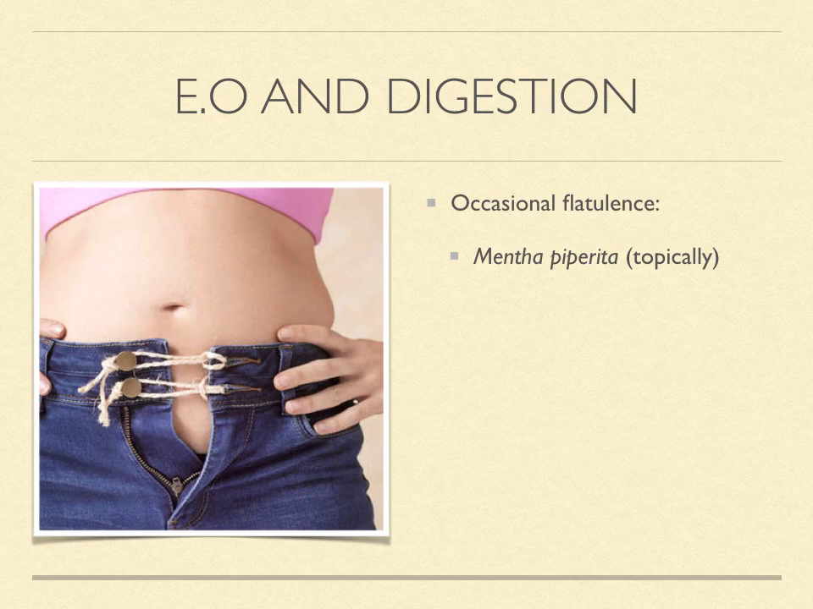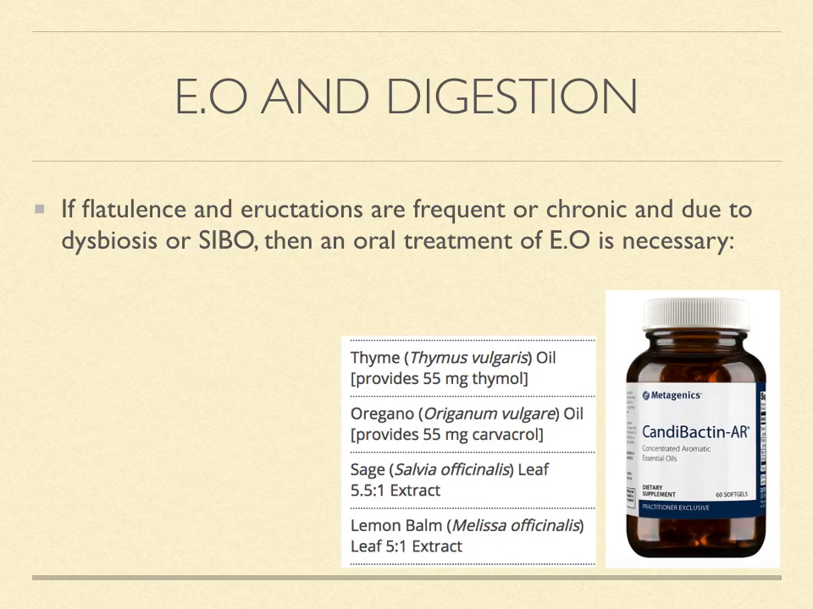Now, if the person is presenting with chronic bloating and lots of eructations or burping frequently or chronically, you will suspect that they are due to either a food intolerance or colonic dysbiosis, so in the large intestine, or SIBO, which is small intestinal bacterial overgrowth or dysbiosis in the small intestine. In that case, you need to clean up their diet, figure out food intolerances, but an oral treatment of essential oils is very effective to try and remove some of this dysbiotic imbalance.